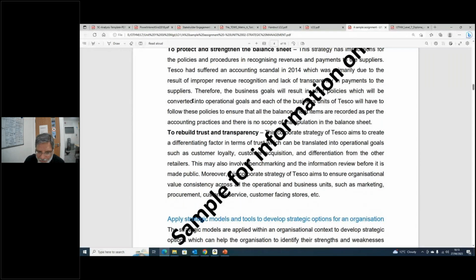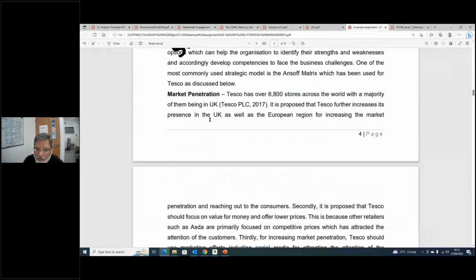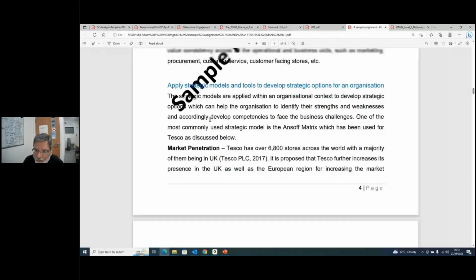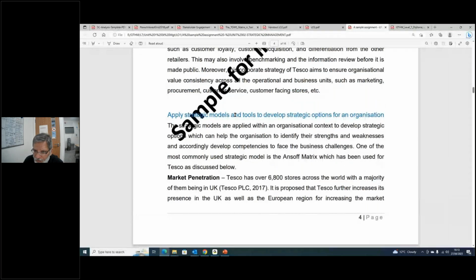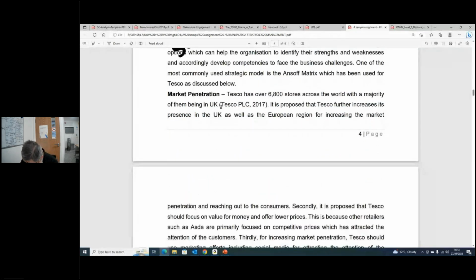I'm sure this is available on Moodle. If not, then we can make it available. Then you come on to applying these models and strategic options, like the Ansoff strategy we talked about. Yesterday we looked at the Ansoff strategy on product development. We looked at the four quadrants.